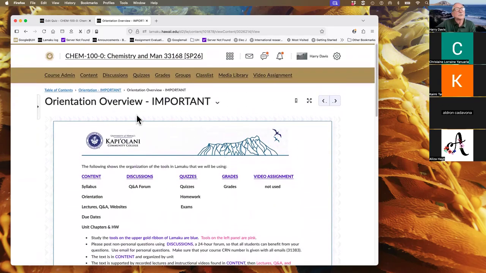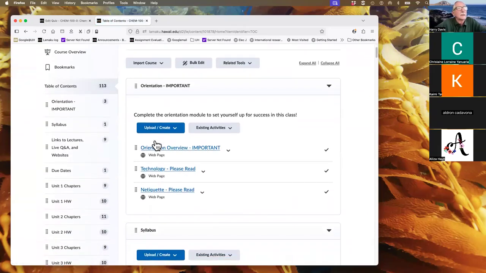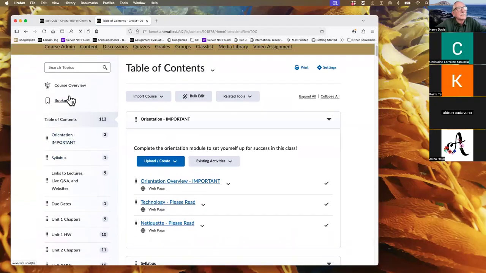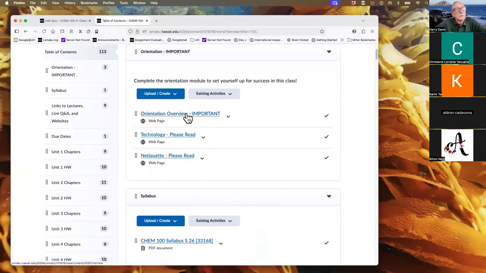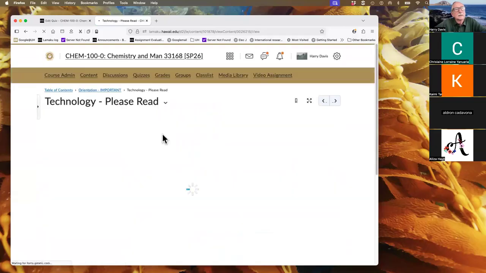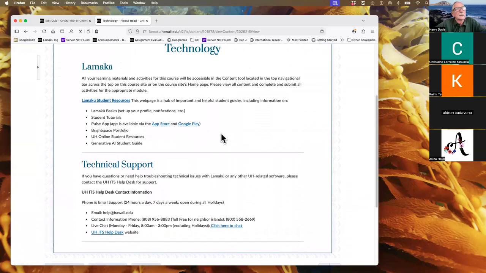Okay, so any questions on this orientation right here? Okay, come on. So let's go through the table of contents. So we did the overview. This is the most important one. This is just about the technology part. Okay, so technical support and all that kind of a thing.